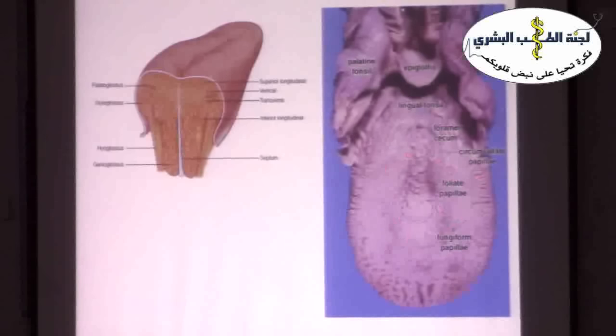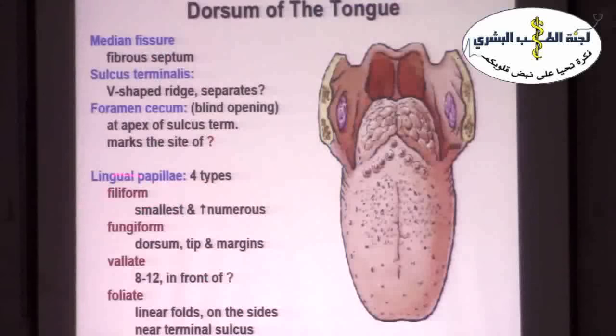And the most numerous ones, which you cannot see by naked eye, we call filiform papillae. Fili, like hair follicles. They look like hair follicles if you look at them under the microscope. And they are actually keratinized. The remaining ones are not keratinized. The fungiform is like a mushroom, like fungus. All of these hairy shapes on the dorsum are the filiform. Those are the foliate, the linear, and those are the large vallate. So the only ones keratinized are the filiform.